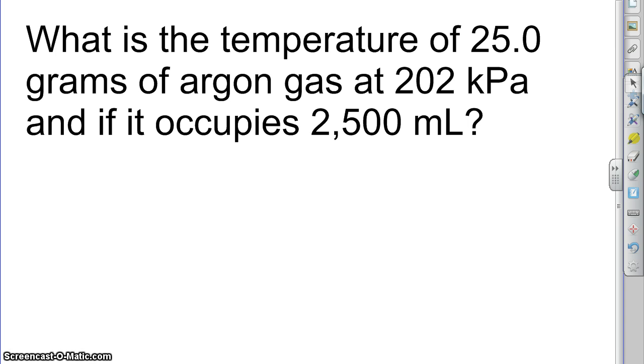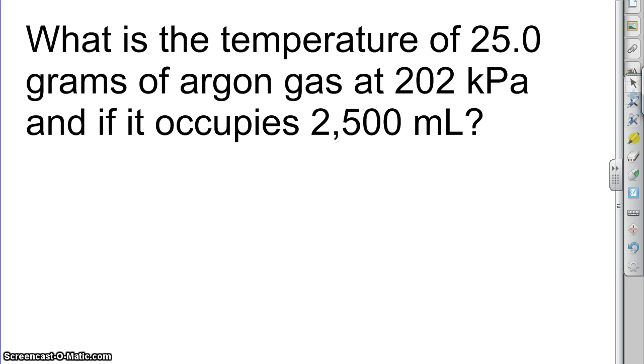So how do we know what law to use to answer this question? We are going to read it and see that we are given a mass, a pressure, and a volume, and we are asked for a temperature. Notice that nothing is given twice. It doesn't say beginning temperature, ending temperature. It just names these things and asks us to tell something about it. So that will always be the ideal gas law.